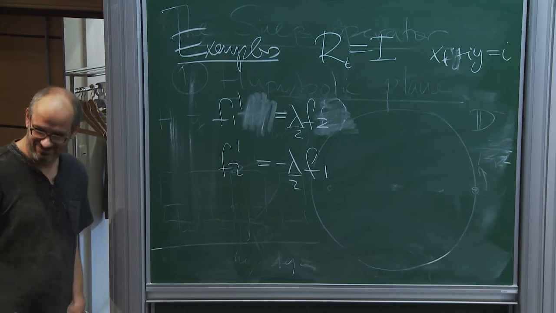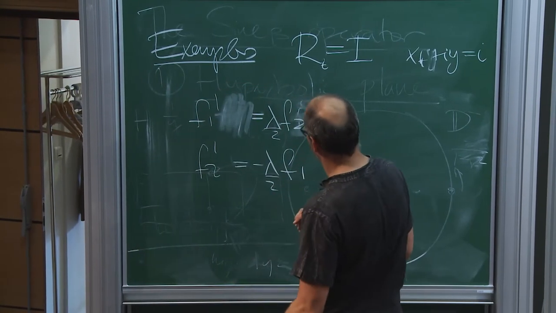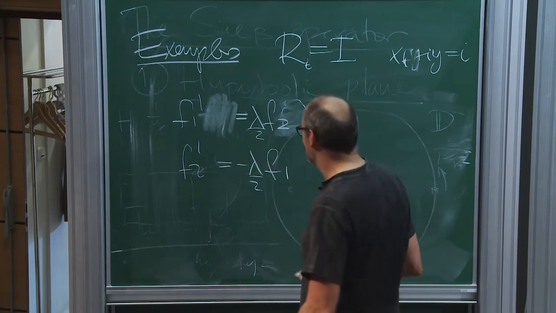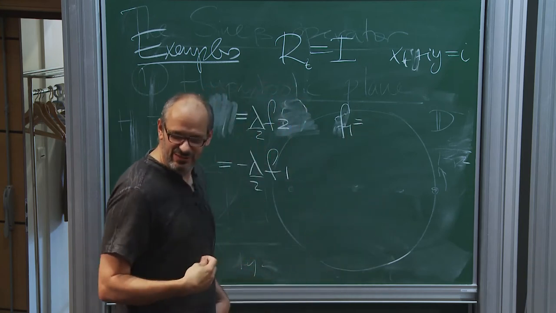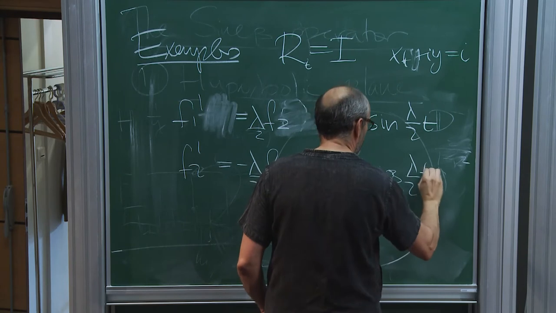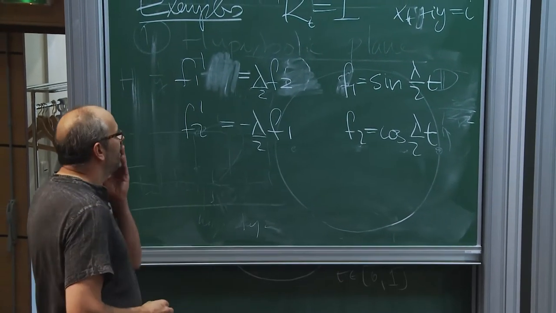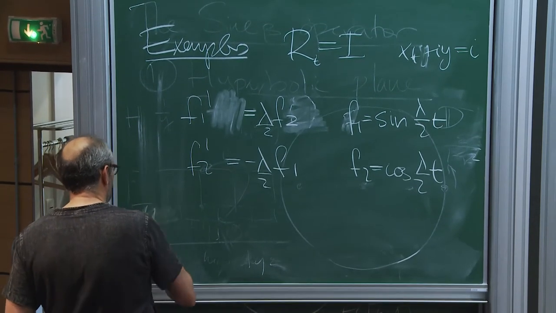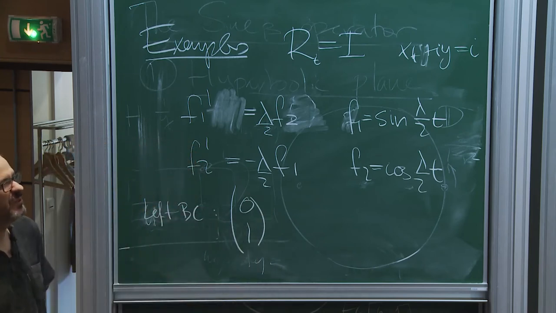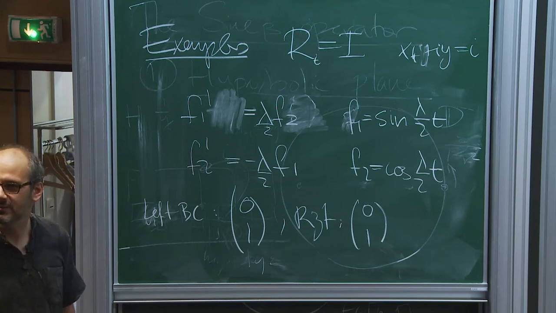Okay. So what's the solution? Let's see. The derivative of cosine is minus sine, and the derivative of sine is cosine, right? So let's take f1 to be sine of lambda over 2 t, and f2 to be cosine of lambda over 2 t, setting the boundary conditions to work for us. If you set the right boundary conditions, so the left boundary condition should be 0, 1. That corresponds to u0 equal infinity, but that's fine. And the right boundary condition you can also set to 0, 1, u1 equal to infinity.